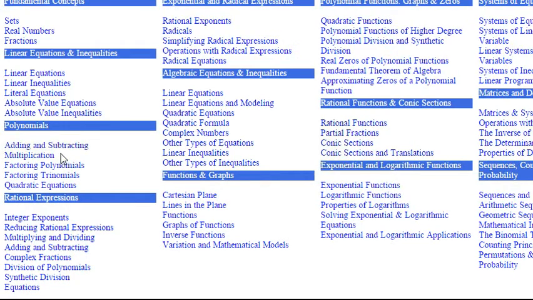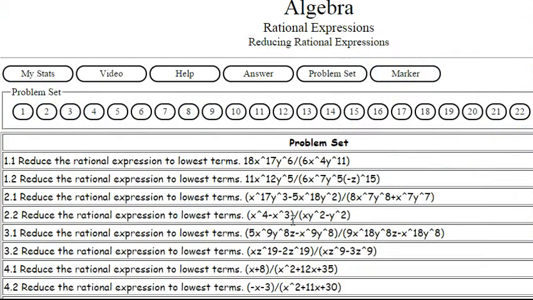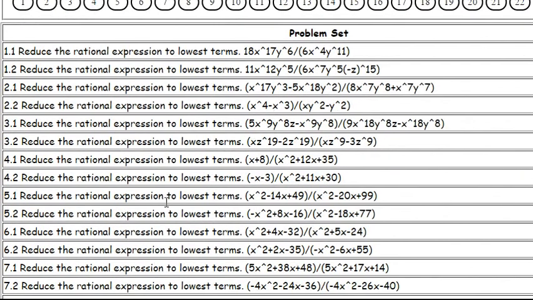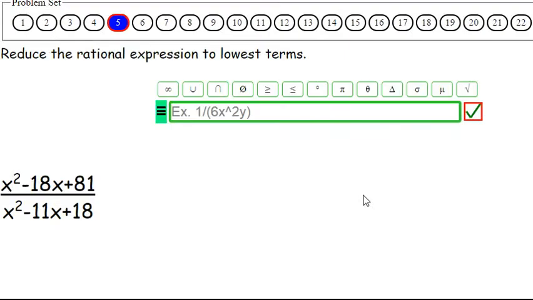Click on the algebra. Let's go down to reducing rational expressions. We are doing 5.1. We're almost at the midway point now. Okay, we got x squared minus 18x plus 81 over x squared minus 11x plus 18.